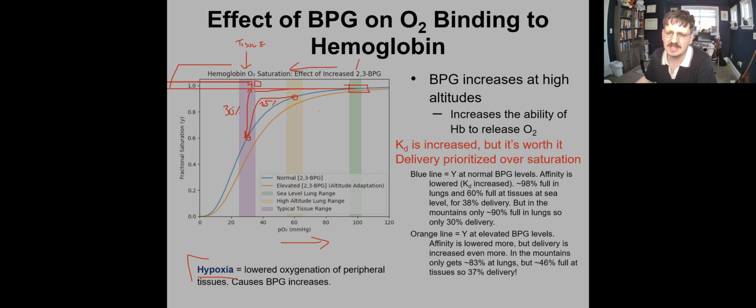Because it shifted the curve across to the right, that does mean that in the lungs, at the higher altitude, it doesn't get quite as full. It perhaps only gets 80% full. And you're thinking, hey, wait a minute. Before, without the increased BPG, it was getting 85% full. Now it's getting 80% full. That's going to be even worse. It's going to have even less oxygen.